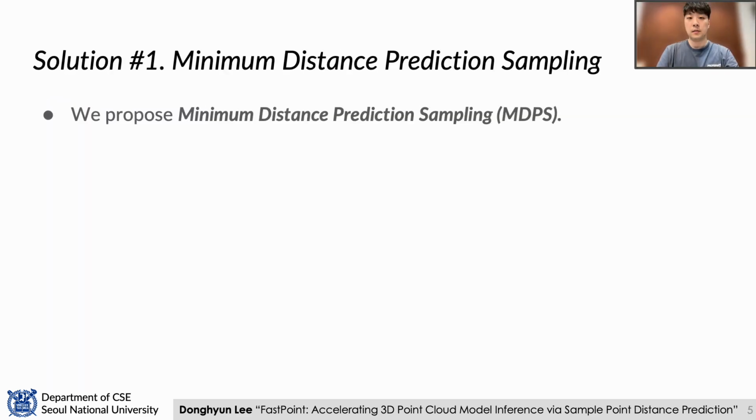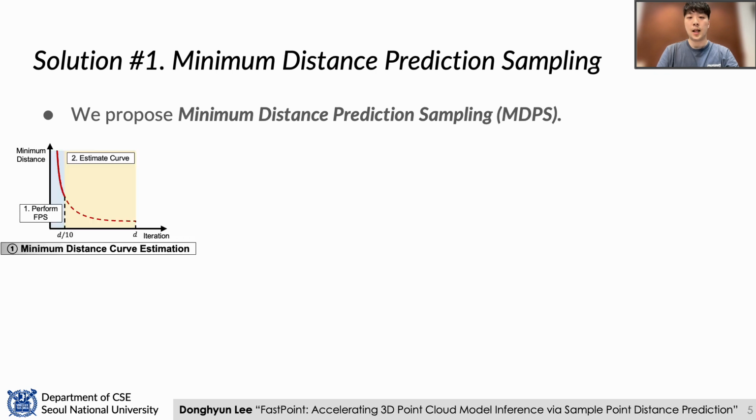Based on these observations, we propose minimum distance prediction sampling. We train a low-cost MLP-based estimator which gets the initial 1/10 of the minimum distance curve as an input, and outputs the rest of the curve, using the training split of each point cloud dataset. Sampling starts by performing FPS for 1/10 of the total iterations and estimating the full distance curve using the estimator.